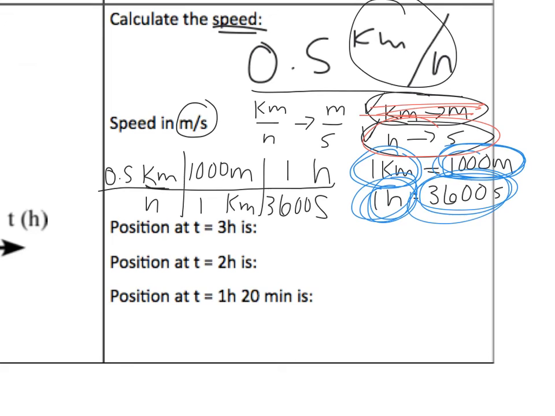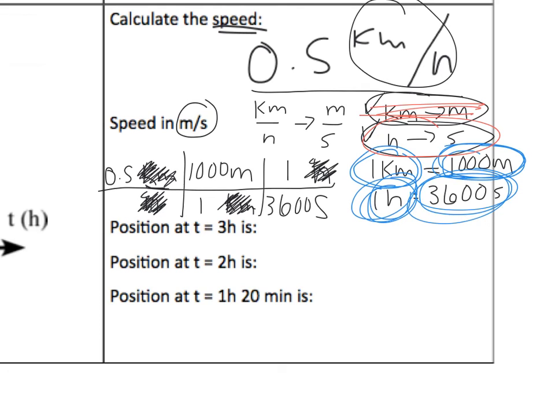Now, I'm going to go ahead and cancel units, okay? There's a kilometer on top and a kilometer on bottom. So I'm going to cancel out kilometer on top, cancel out kilometer on bottom. There's also an hour on top and an hour on bottom. So I cancel out the hour on bottom, I cancel out the hour on top. And notice all that's left over now is meters per second, which is what I wanted.